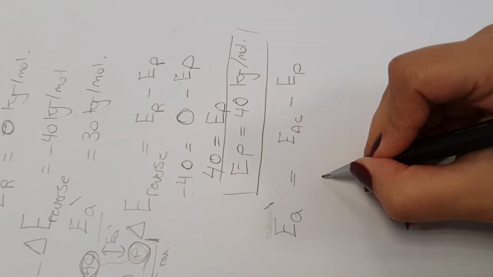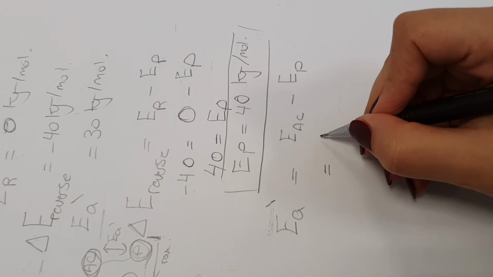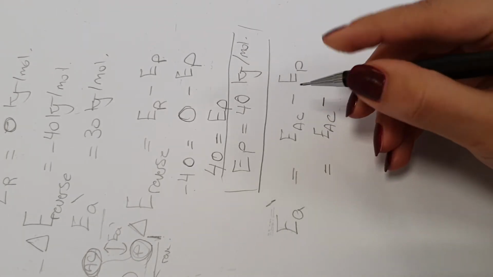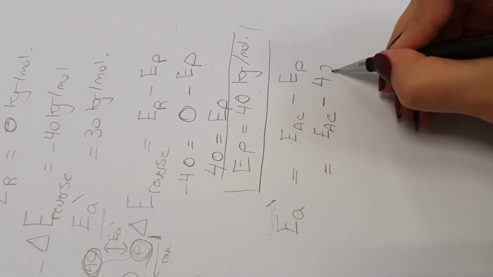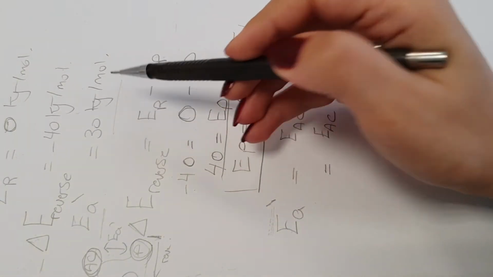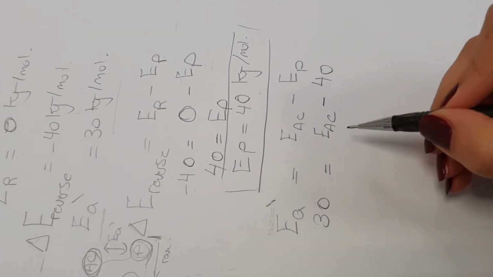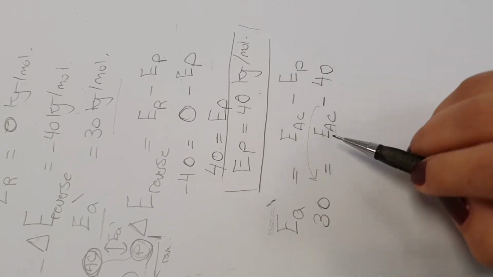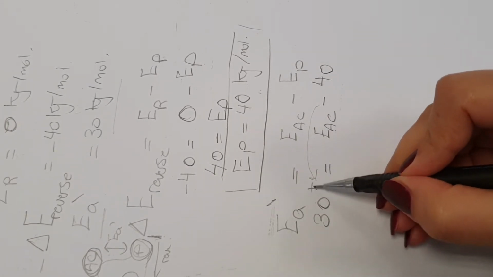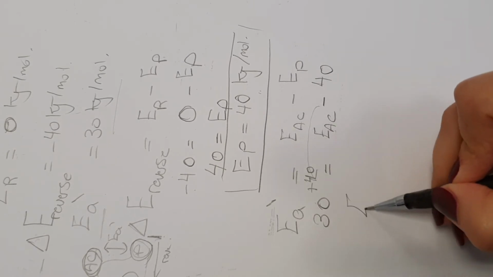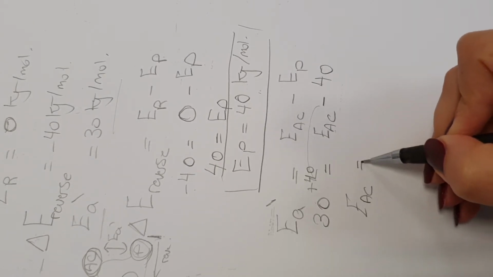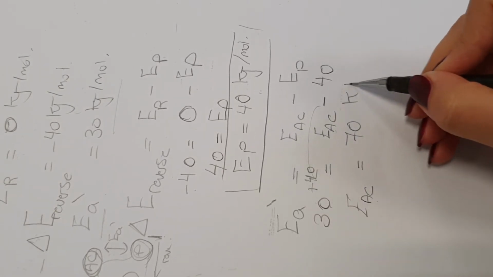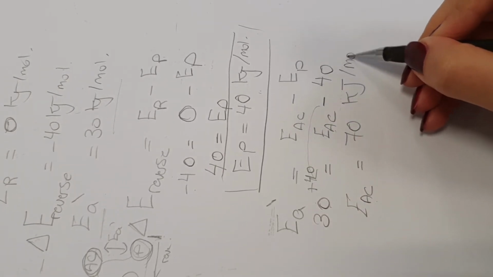Okay, the activated complex equals what? I will figure it out. Product, I know it from here, it's 40. Activation energy, he gave it to me, 30. So when this goes here, it goes by the opposite of the sign, so it will be plus 40. So the energy of the activated complex equals 30 plus 40, 70 kilojoules per mole.